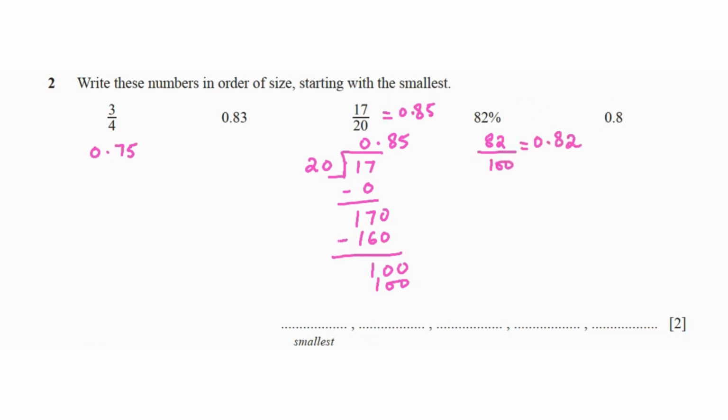So now if we compare these, we can see that the smallest one is 0.75, so 3/4 is the smallest. Next we have is 0.8. After that we have 82%, then 0.83, and lastly 17 over 20. So whenever you have this question in your exam, just try to convert all of the terms in the same form. Either convert all of them into decimals, fractions, or percentages, and then compare the quantities.